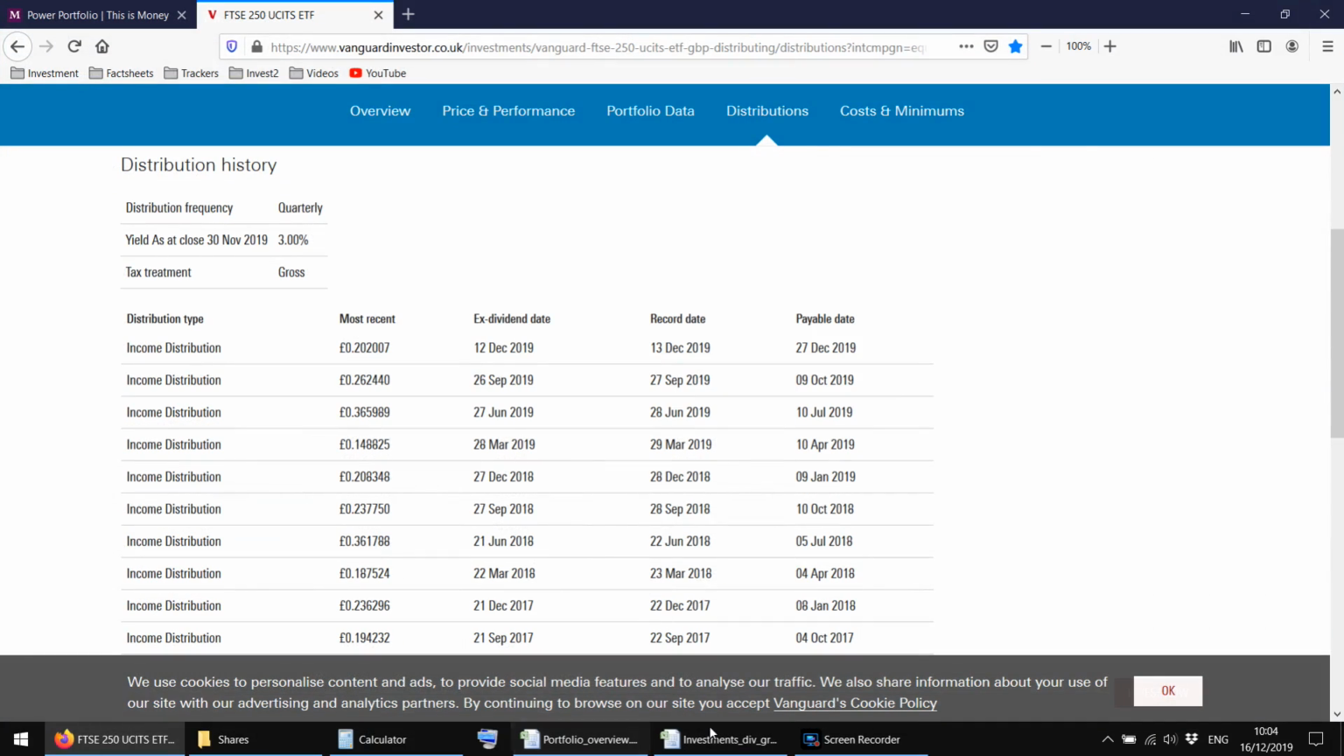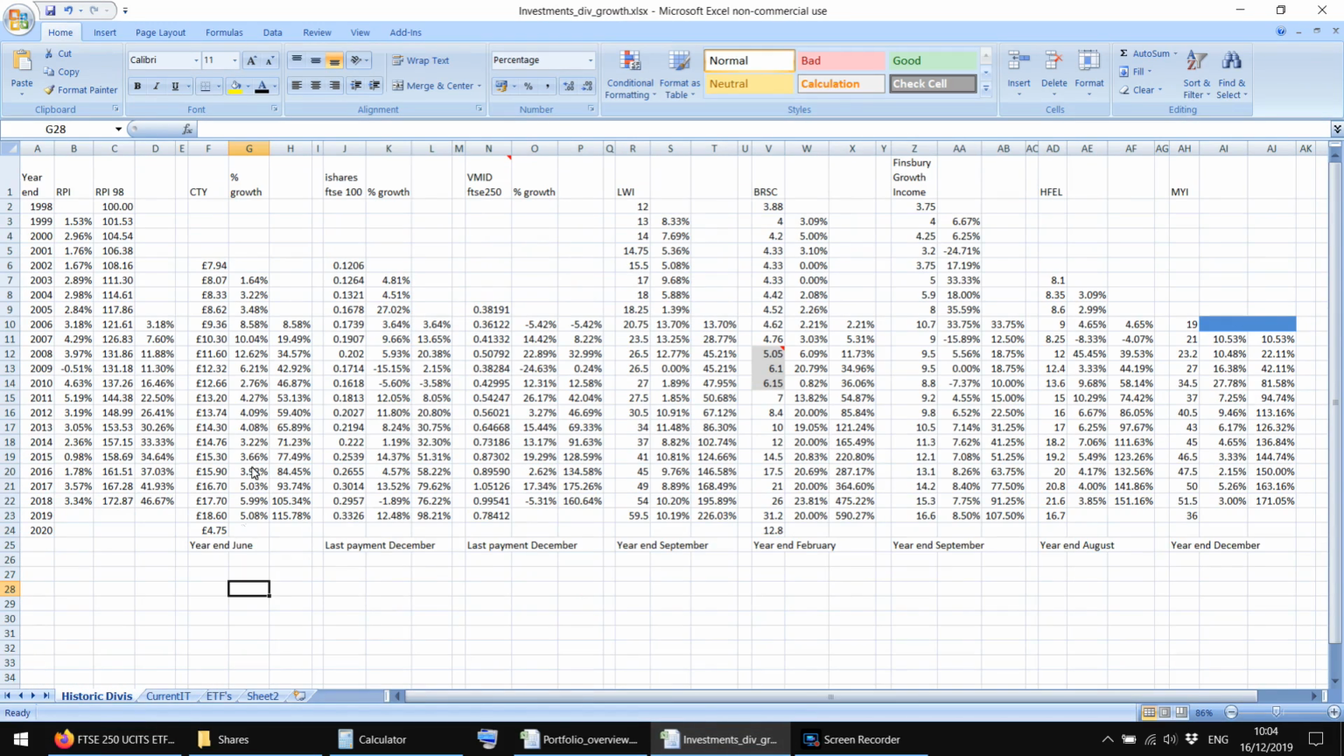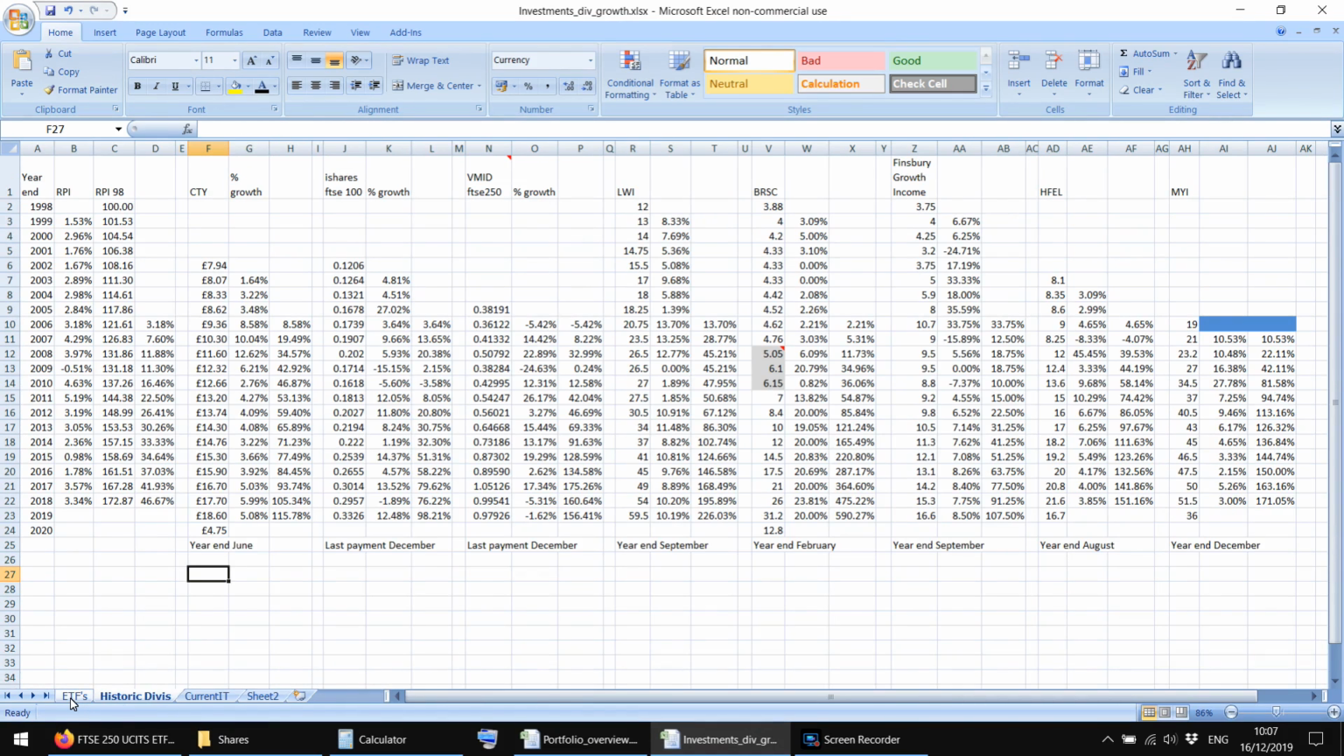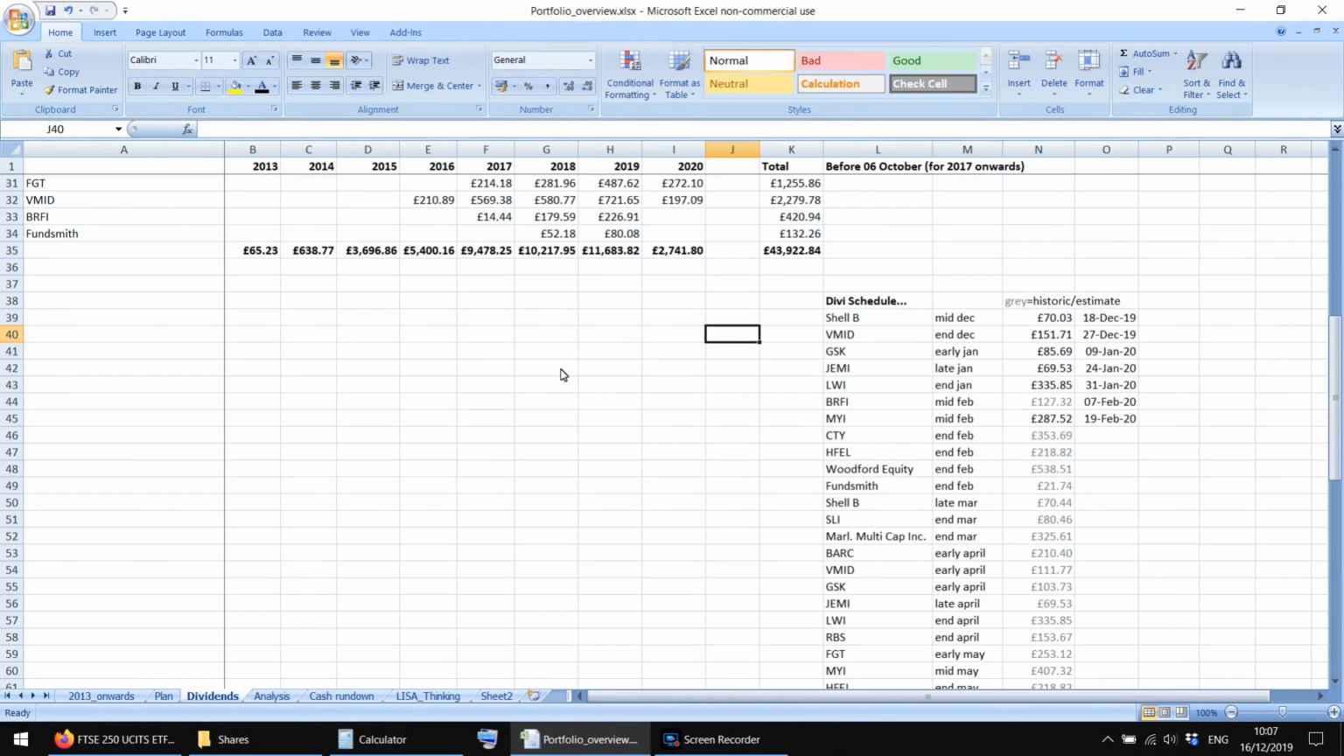And I also have a little spreadsheet where I monitor the growth of the dividend. Right, so it's down a couple of percent nearly, and down again the year before as well, so that's a bit... Oh well. Okay, so there's the housekeeping done.